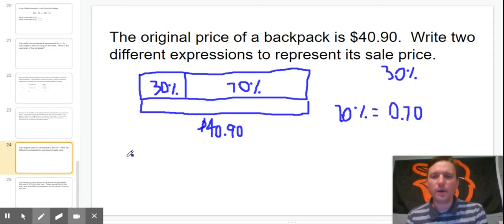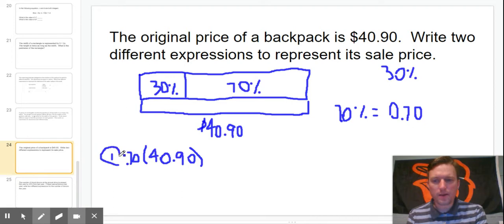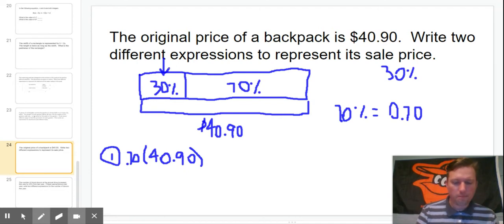So what we could do is take 0.70 and multiply it by $40.90. And that is one way that we can solve this problem. So this is way number one. Another way that we could do it is solve for this 30% here and then subtract it from our original price. So two ways to attack this problem.